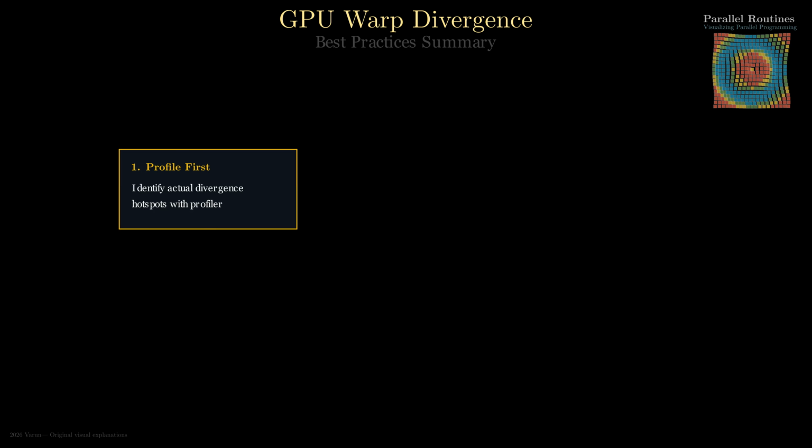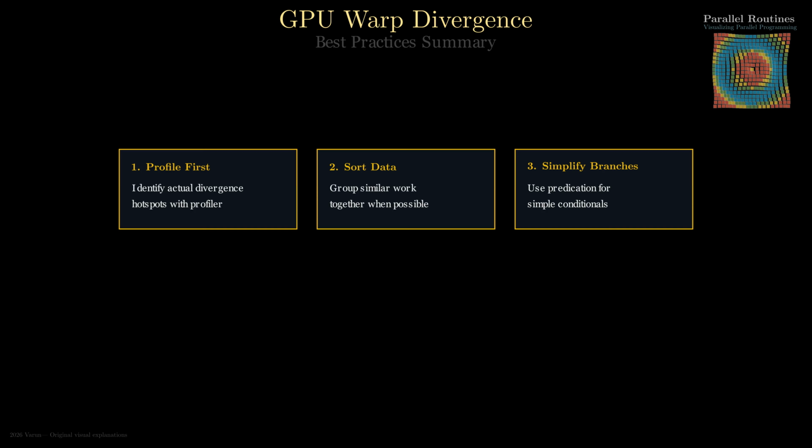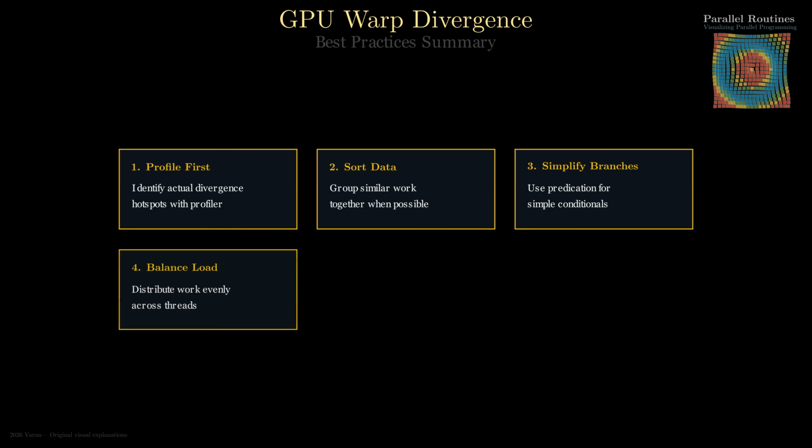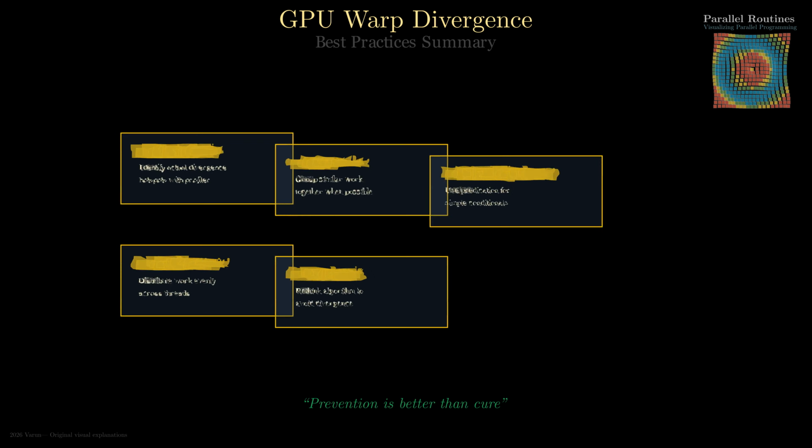1. Profile first to identify actual hotspots. 2. Sort data to group similar work. 3. Use predication for simple conditionals. 4. Balance load across threads. 5. Redesign algorithms to avoid divergence fundamentally. Remember, prevention is better than cure. Design for divergence avoidance from the start.